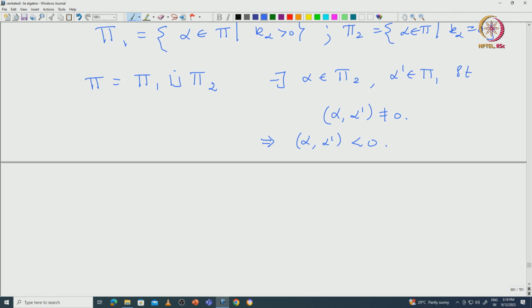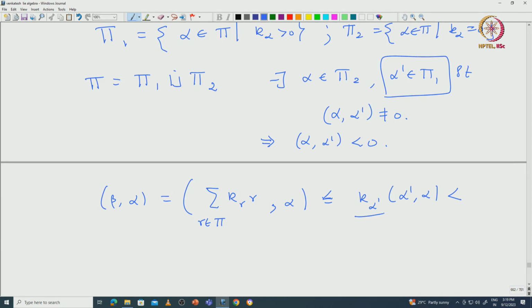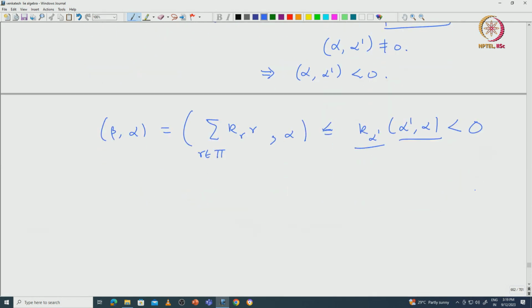This says something about the inner product between beta and alpha. If you compute the inner product between beta and alpha, this is nothing but summation k_gamma gamma, gamma coming from pi, times alpha. Then gamma and alpha will always have non-positive inner product for all gamma. In particular, this will be less than or equal to k_alpha dash times the inner product of alpha dash and alpha. Since alpha dash comes from pi 1, k_alpha dash must be positive and this inner product is negative. So, that forces the inner product of beta and alpha to be negative.